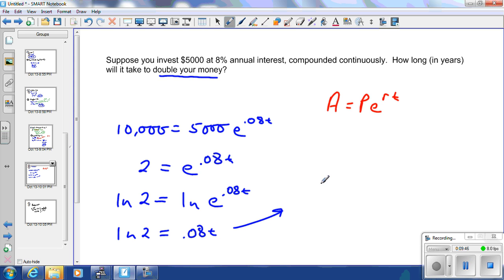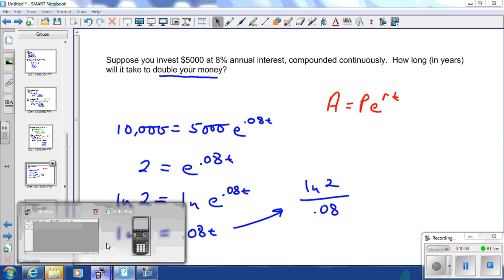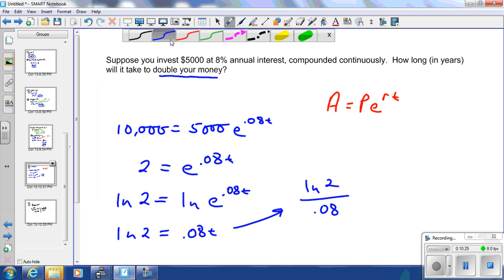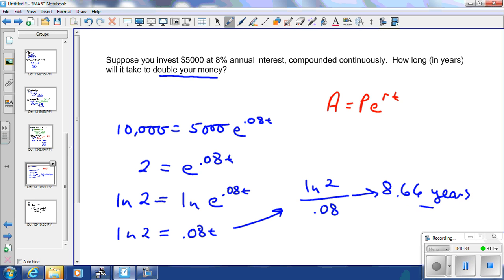So what I have to do here to find out what my t is, I'm going to take the natural log of 2, which I'll type into my calculator, and I'm going to divide it by 0.08, and that should give me what I need. So we'll type that in here. Natural log 2, and we'll divide that by 0.08. So it's going to take approximately 8.66 years. I won't make you convert that into months. You can just call it 8.66 years, good enough. But make sure you understand how to change that into months.